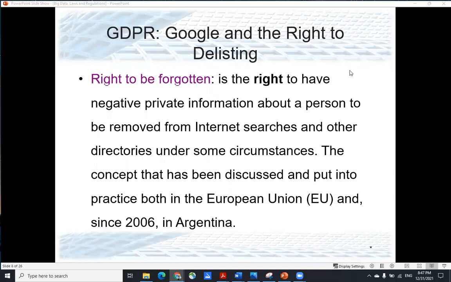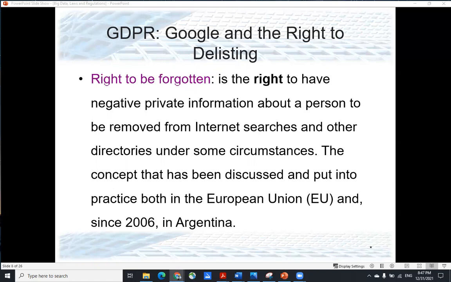And there is another provision under GDPR. It's called the right to be forgotten. And this is basically the right to have negative private information about a person removed from internet searches and from other directories under some circumstances. Here, the key words are under some circumstances, not under all circumstances.